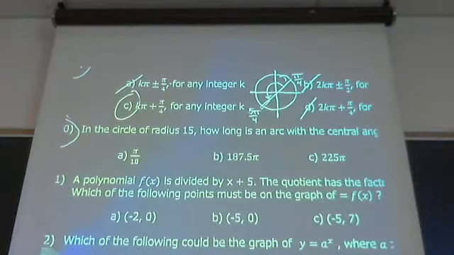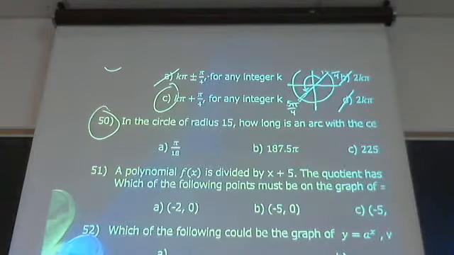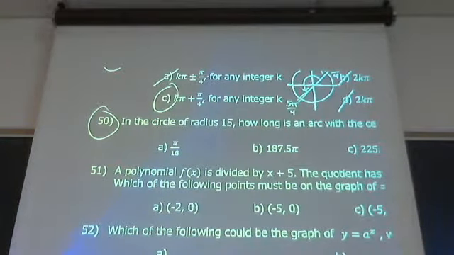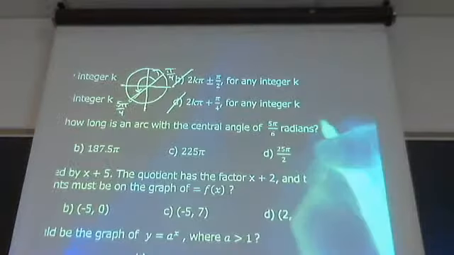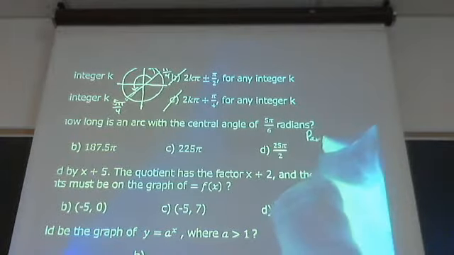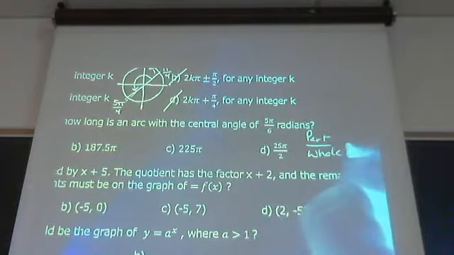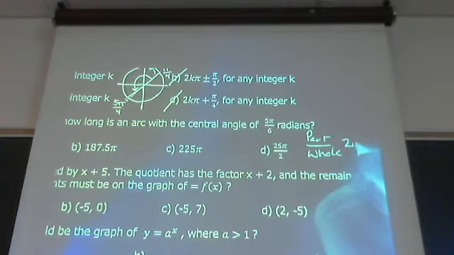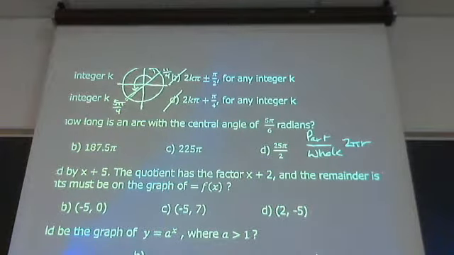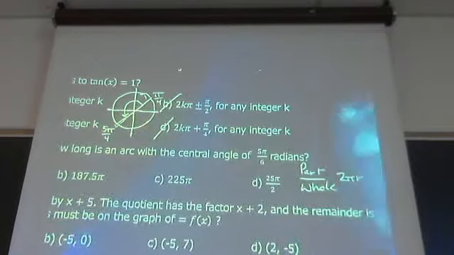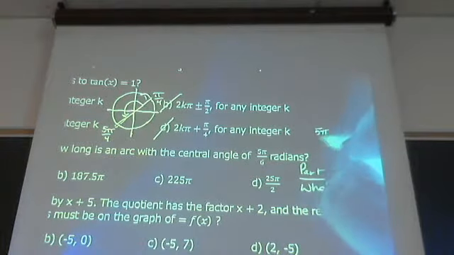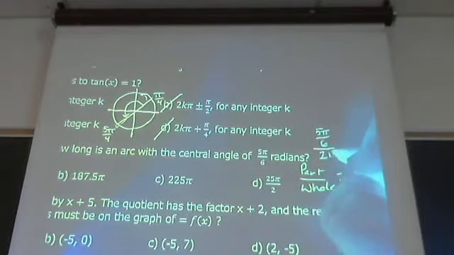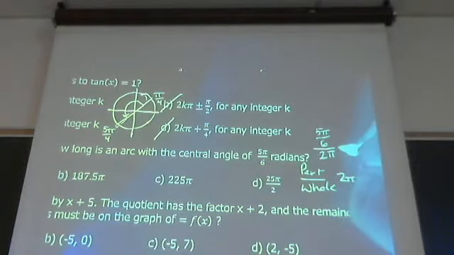Question 50. In the circle of radius 15, how long is an arc with a central angle of 5 pi over 6? We talked about part over whole equals part over whole. Okay, so that's 2 pi r. And in this particular question, we've got 5 pi over 6 divided by 2 pi radians times 2 pi with a radius of 15.